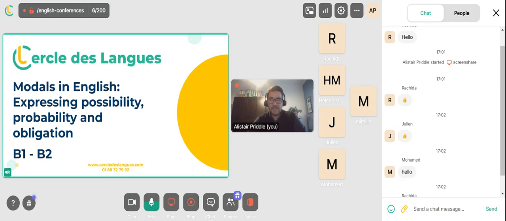And today it's about some of our modal verbs. The lesson is called Modals in English, expressing possibility, probability, and obligation. So 3 functions of language: possibility, probability, and obligation. Now, let us begin. Here we go.